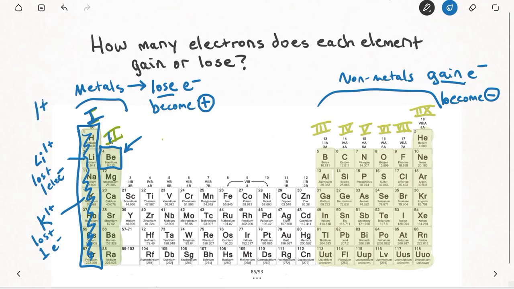Now let's go to the second column. Same with the second column. Second column, it lost 2 electrons. So that means it has a positive 2 charge. Because remember, electrons are negative, so if you lose electrons, it makes you more positive.